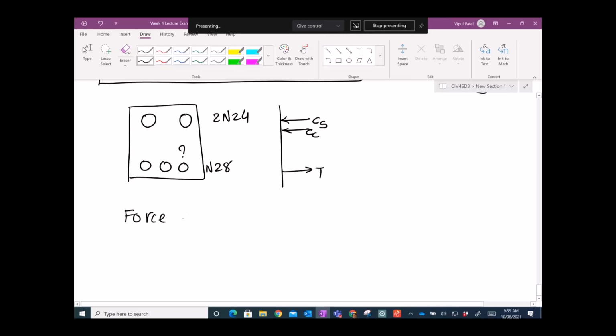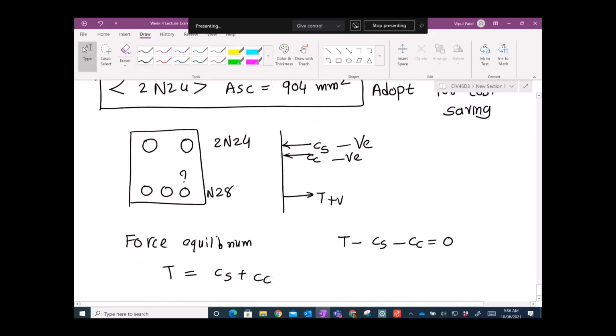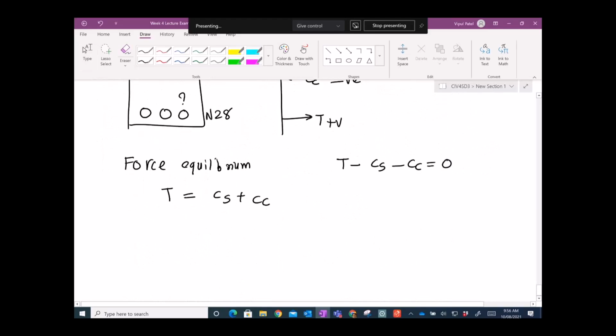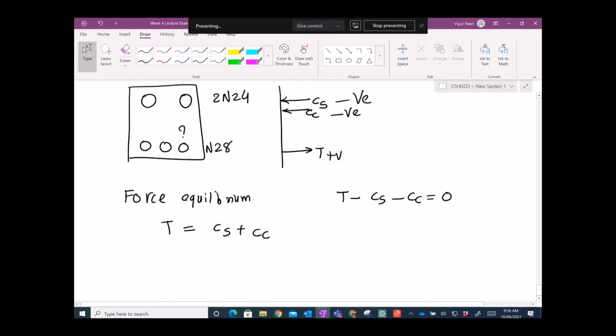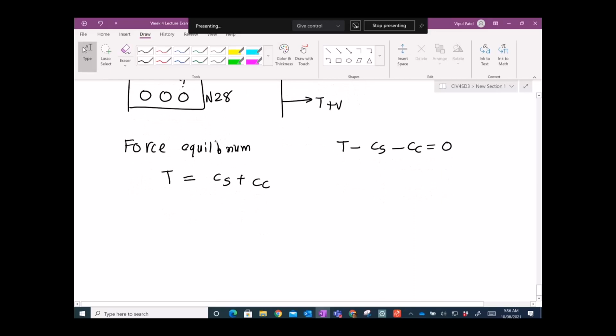If I want to have a force equilibrium, now I am working for these guys. Okay, let's say force equilibrium: tension force equal to compression force. I hope you understand that, or you can say that tension take away CS minus CC equal to 0, all the force sum. This is positive force, this is negative force, this is negative force, for force equilibrium. Moment equilibrium is okay, but we need to have a force equilibrium as well, right? You can't have one force going in one direction more than the other one, so we need to have that equilibrium as well.